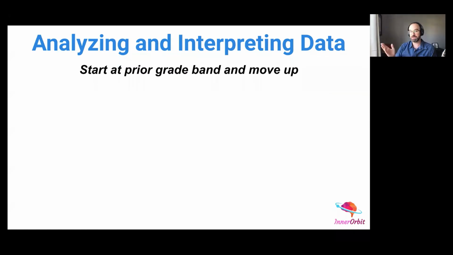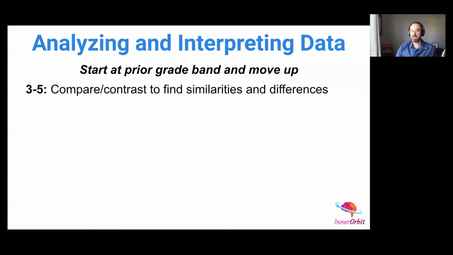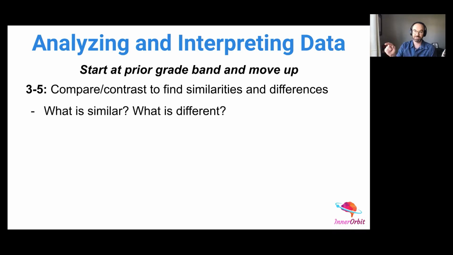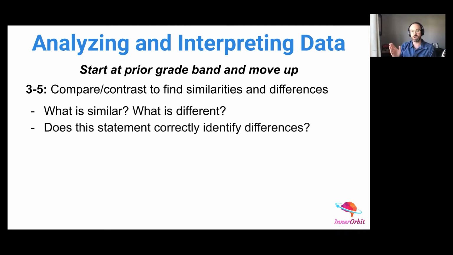So we'll start at the prior grade level band again, and then we're going to move up from there. So in 3-5, we're going to compare and contrast to find similarities and differences. What's similar, what's different, just identification of those things. That's where students can start. We can have questions that ask them to identify similarities and differences. And then later on, we can get into, does this statement correctly identify differences? So now students can analyze a statement, a claim, some evidence to decide if that does identify differences.